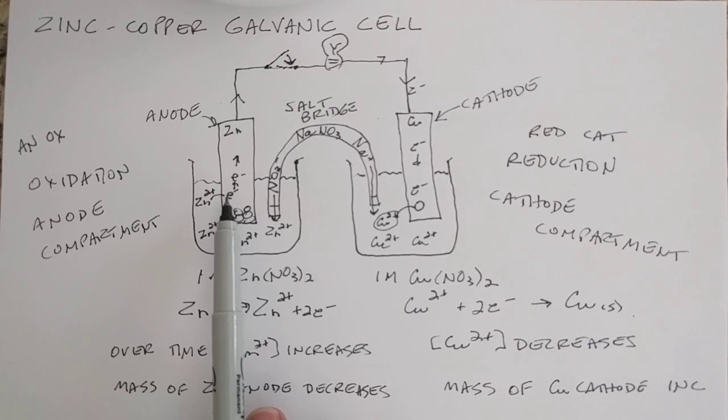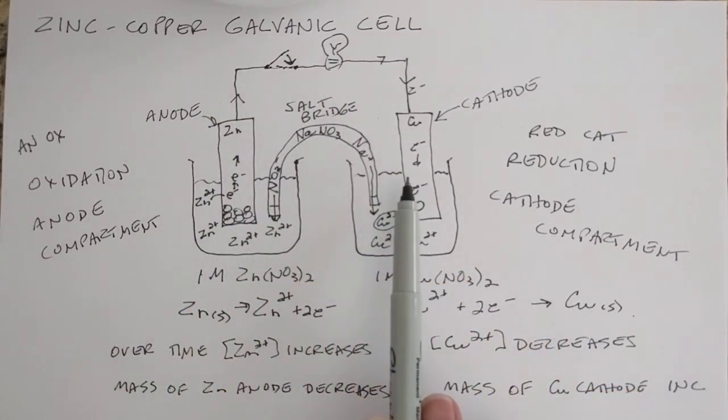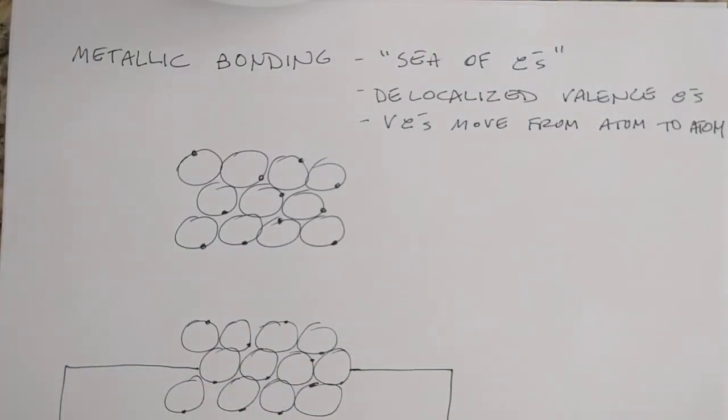All right, we're going to talk a little bit more about what is going on. Do these 2 electrons come off, travel through the wire, and come in? Not exactly. Okay, so we're going to go back to metallic bonding.